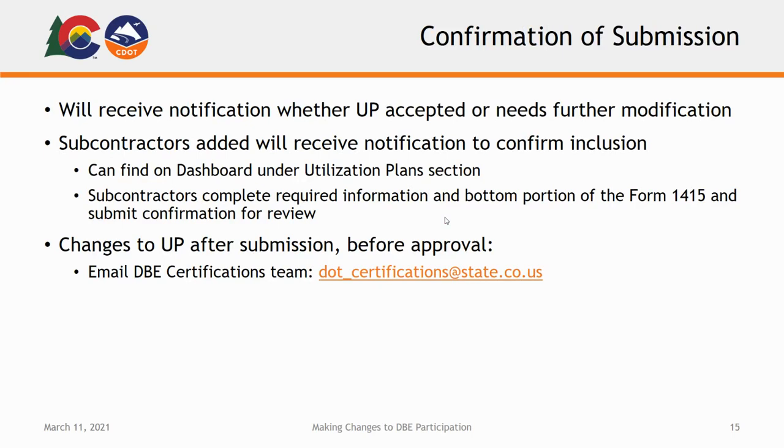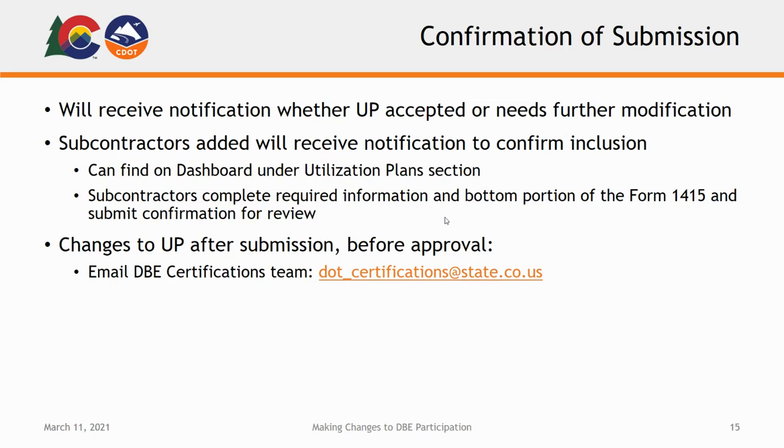Be aware that merely submitting this request to make changes to DBE participation does not constitute an automatic approval of these changes. Following review, you will receive a notification via email whether your utilization plan has been accepted or will need further modification. Subcontractors added to your utilization plan will receive a notification that they need to confirm their inclusion on the project. Subcontractors needing to confirm a utilization plan can find them on their dashboard on their B2G Now homepage under the Utilization Plan section. Subcontractors will complete the required information and the bottom portion of the Form 1415 and submit their confirmation for review.